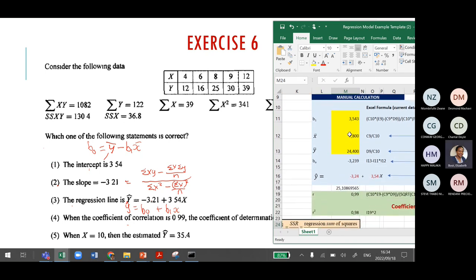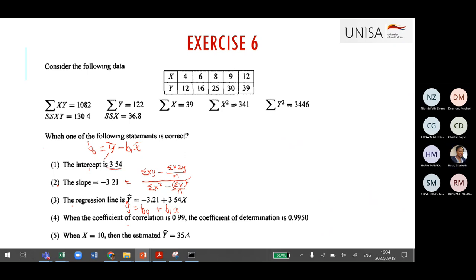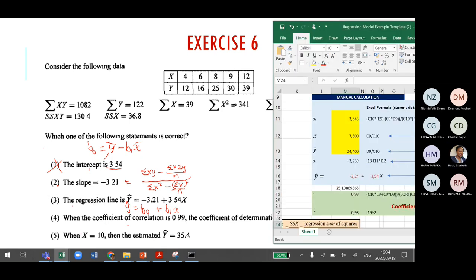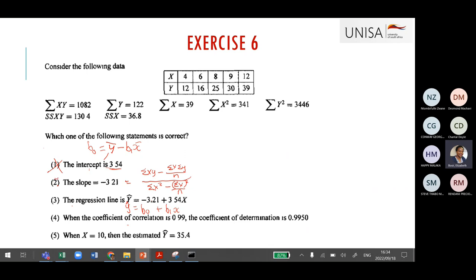Okay, so you could answer the question. Your intercept, which is B0, is minus 3.29. If I look at this, it says it's 3.5, which is incorrect. Your slope is 3.54. It says the slope is minus 3.21, which is incorrect. We're looking for the correct one.